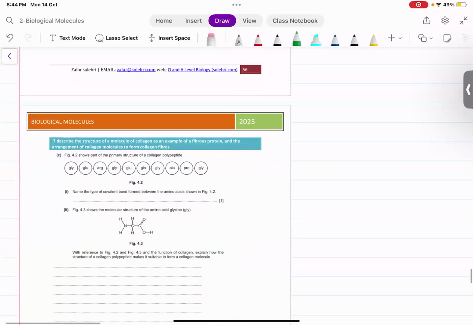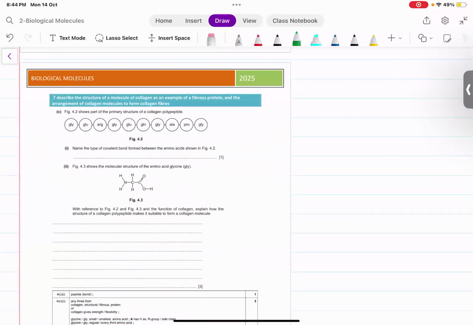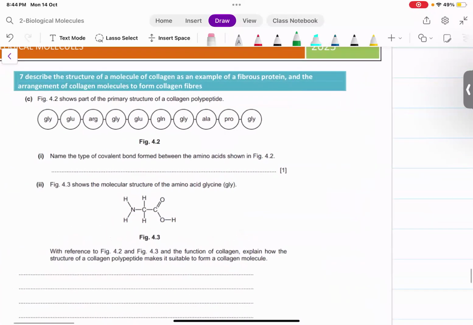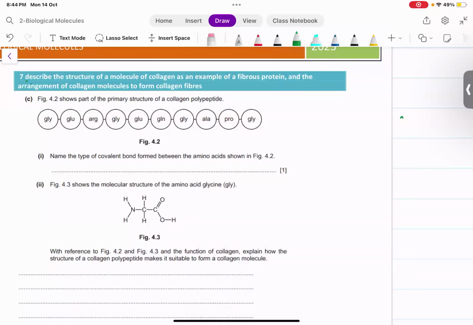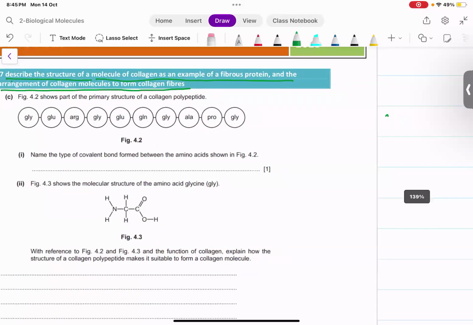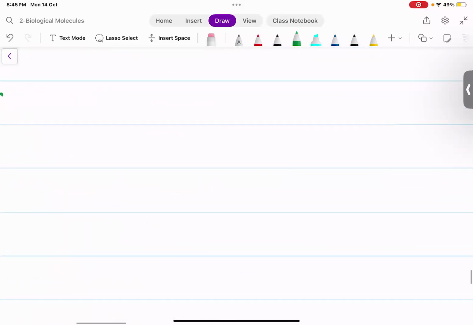Now we have collagen. Describe the structure of a molecule of collagen as an example of fibrous protein and the arrangement of collagen molecule to form collagen fibers. So we look at the collagen molecule first, and then we will look at the collagen fiber. Let's see a collagen molecule.